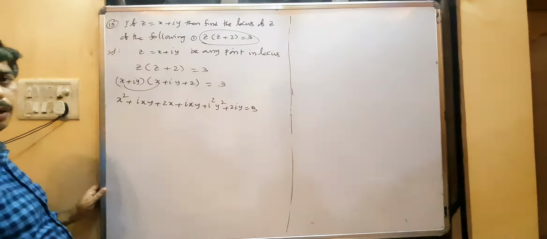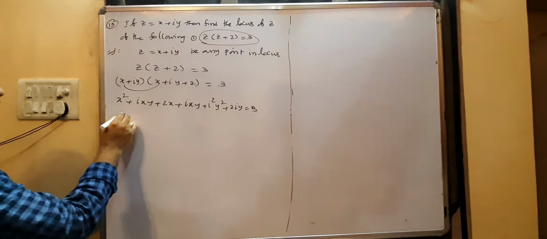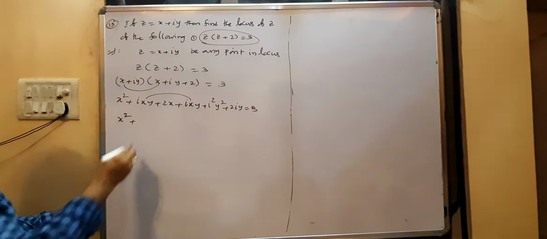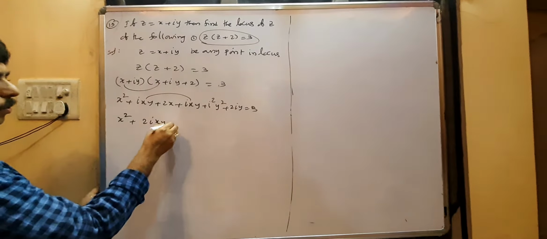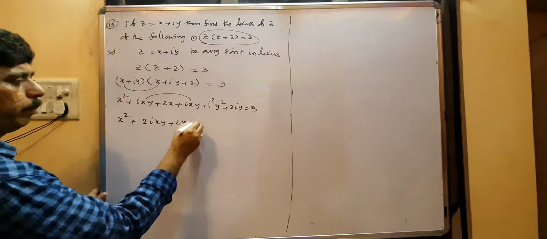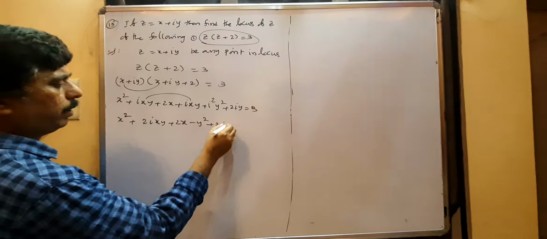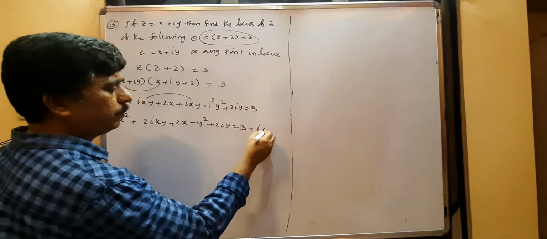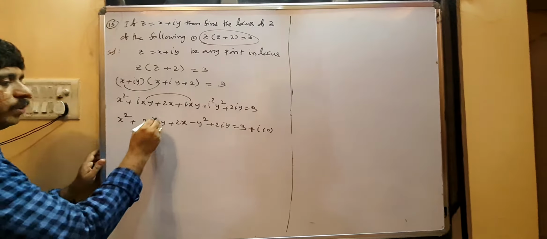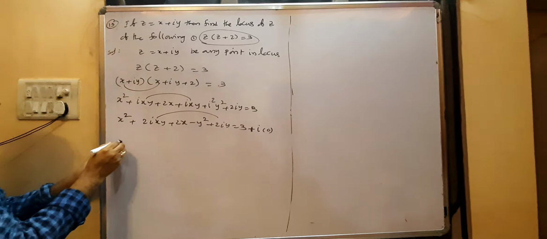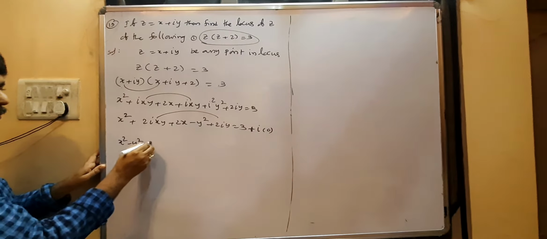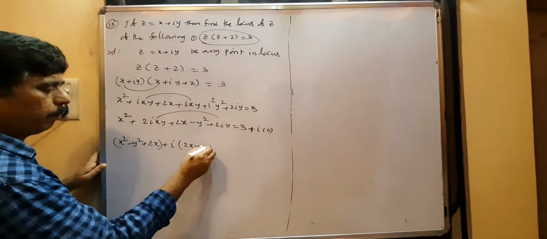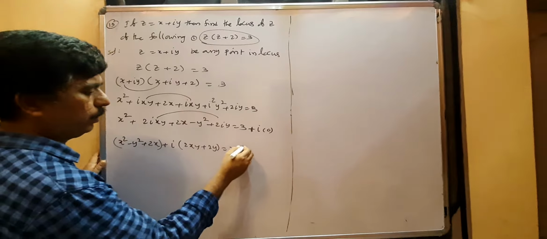What is the i square value? Minus 1. So x square plus ixy plus ixy, 2ixy, plus 2x minus y square plus 2iy equals 3. 3 can be written as 3 plus i into 0. From these terms, 2i common: x square minus y square plus 2x plus i into 2xy plus 2y equals 3 plus i into 0.